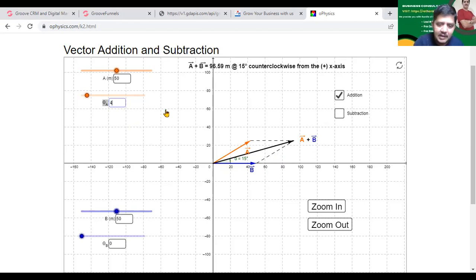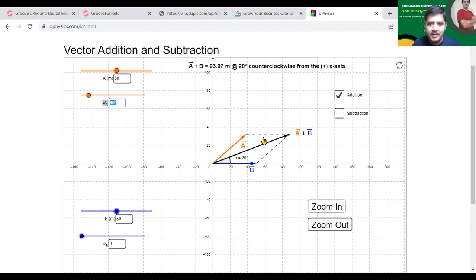Okay, let me make it 40 once again. Now if I make 40, what should you expect? You should expect that this value of angle should be 20 degrees. Okay, to see whether it works or not. Wow, it works, right? It's 20 degrees. Which means when two vectors are equal, the resultant vector makes an angle of half the angle between them. That's what you have assumed, and that's what you have got over here.